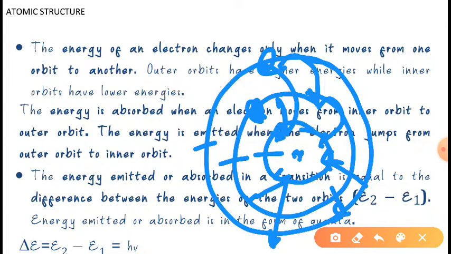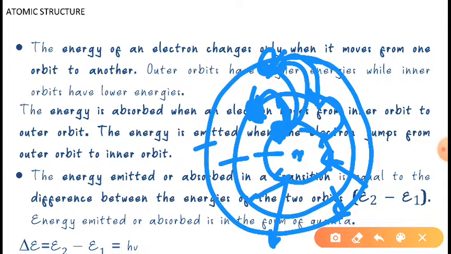Now, when will energy be absorbed? When the electron jumps from a lower orbit to a higher orbit, from 1 to 2, or from 2 to 3, or from 1 to 3, when it jumps like this, at that time energy will be absorbed. When it is jumping from 1 to 2, or 1 to 3, or 1 to 4, or 2 to 4, when it is jumping to a higher orbit, at that time the energy will be absorbed.